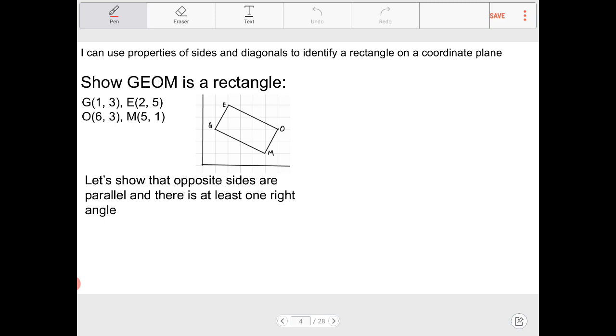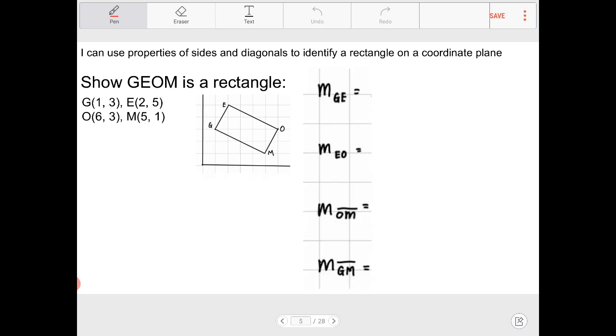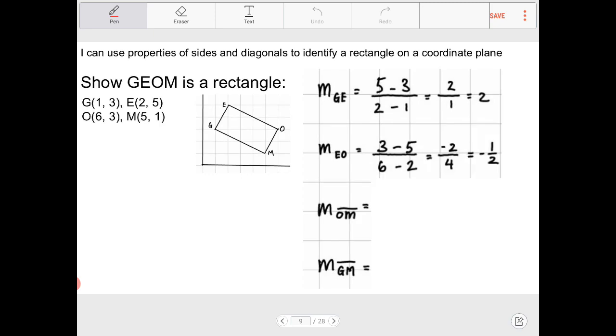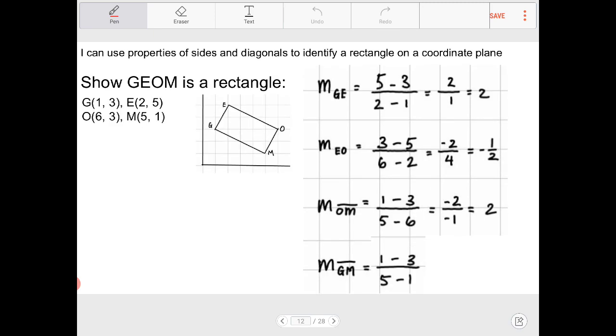And welcome back. To determine whether opposite sides are parallel or not, we are going to use the slope formula. We're going to find the slope of GE, EO, OM, and GM. The slope of GE, we're going to do 5 minus 3 over 2 minus 1, which then just becomes 2. The slope of GE is 2. We approach it the same way to find the slope of EO, 3 minus 5 over 6 minus 2, which turns out to be negative half. The slope of OM is 2, and the slope of GM is negative 1/2.